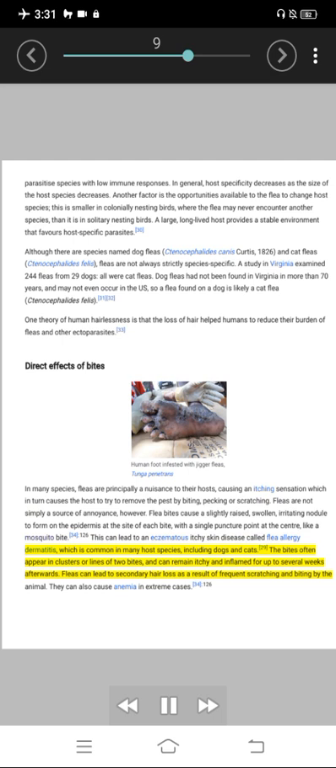The bites often appear in clusters or lines of two bites, and can remain itchy and inflamed for up to several weeks afterwards. Fleas can lead to secondary hair loss as a result of frequent scratching and biting by the animal. They can also cause anemia in extreme cases.